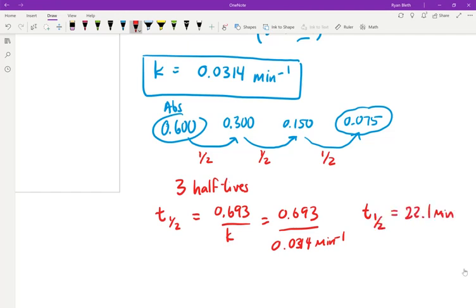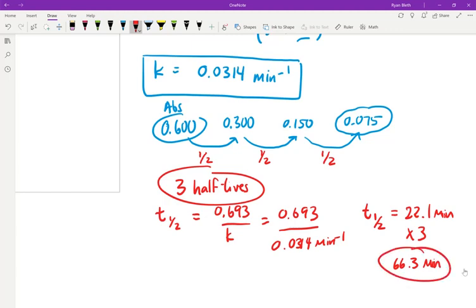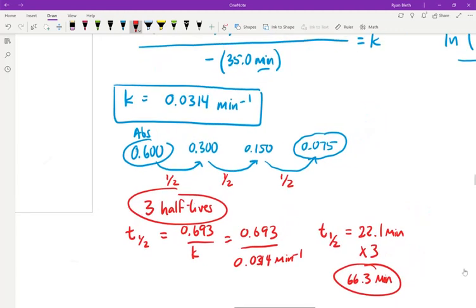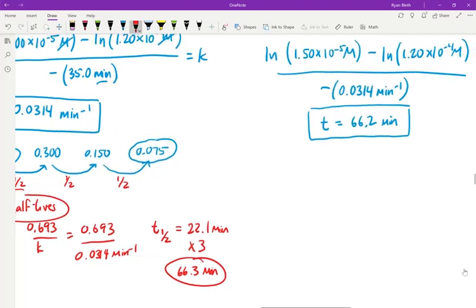That's my half-life. Well, if it takes 3 half-lives to get from the original absorbance down to 0.075, we would simply take this times 3, and we would get 66.3 minutes, or 3 half-lives, that would be necessary to get that change to occur. And what do you know? 66.3 minutes is the same thing that we found here just a minute ago. I mean, within 1/10 of a minute it is, and that's just some rounding differences.